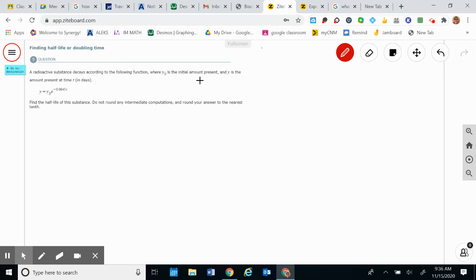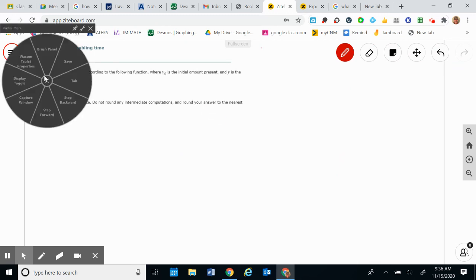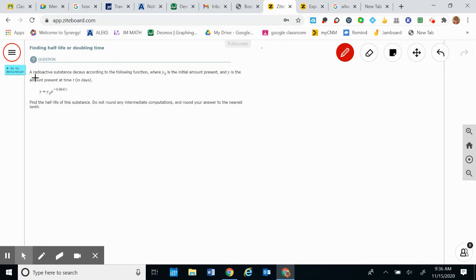Okay, now we're talking about decay. It says a radioactive substance decays according to the following function. Again, y0 is the initial amount, no surprise, and y is the present amount, and time is in days. So whatever this decays, it decays in the time of days. By the way, I've been kind of neglecting this formula, substitution, resolution.